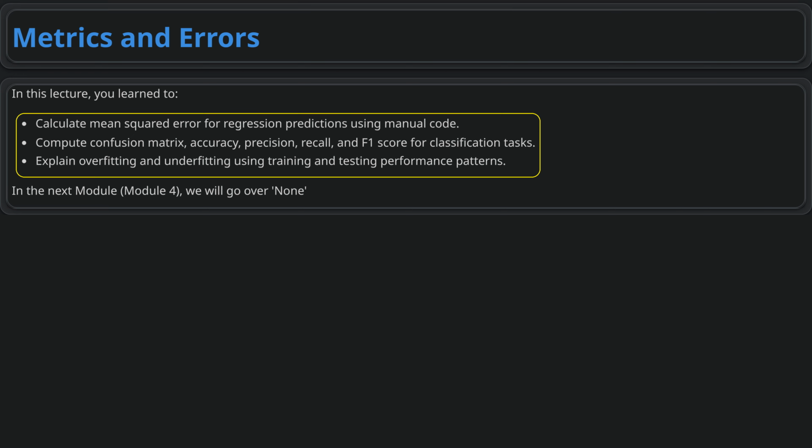In this lecture, you learned to calculate mean squared error for regression predictions using manual code, compute confusion matrix, accuracy, precision, recall, and F1 score for classification tasks, and explain overfitting and underfitting using training and testing performance patterns. In the next module, Module 4, we will go over none.